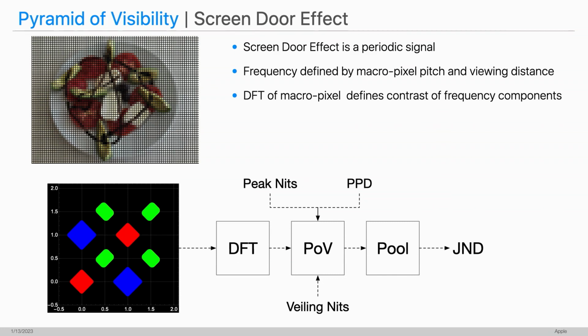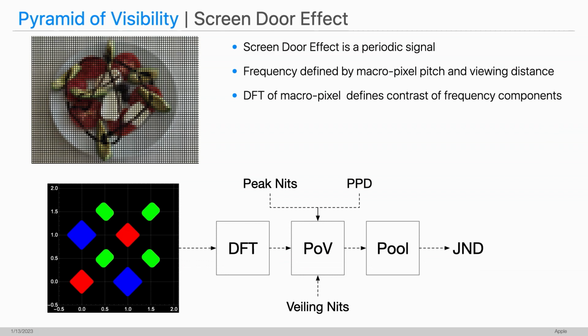Now, if you think about it, the only frequencies you really care about here are the fundamental and the second harmonic, because any other frequencies are likely to be well above the limit of visibility. So we're really only concerned with a small array of frequencies. Then we can use the pyramid of visibility in combination with our knowledge about the peak luminance of the display and the pixels per degree, which is related to the viewing distance, and possibly any veiling luminance that might be present.